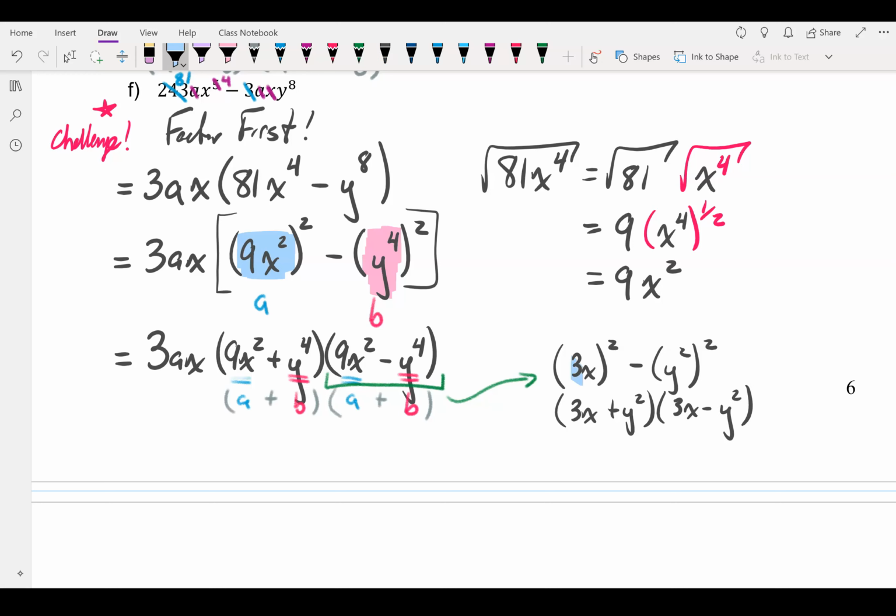For the same reasons as before, we have a 3x that fills the first position. We have y squared that fills the second position. And we'll just toss that back in for our final answer, okay? So again, a bit of a long question, just longer than the average question.